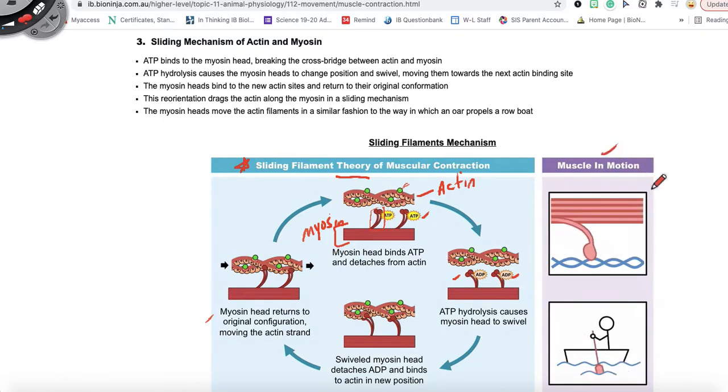So here we see the muscle in motion. It's a nice little animation here that shows how the myosin heads and the actin filaments are moving past each other in a similar fashion as this oar here is propelling a rowboat. And here we see the motion here, right? And it's all hydrolyzed by ATP. Okay? So this is the sliding filament theory of muscular contraction.